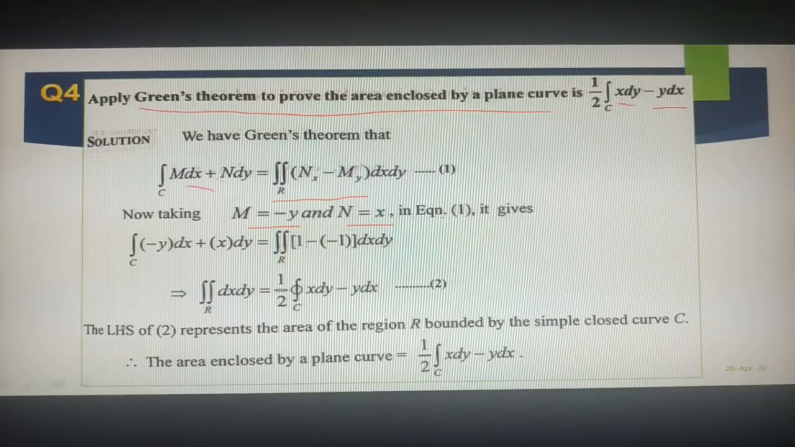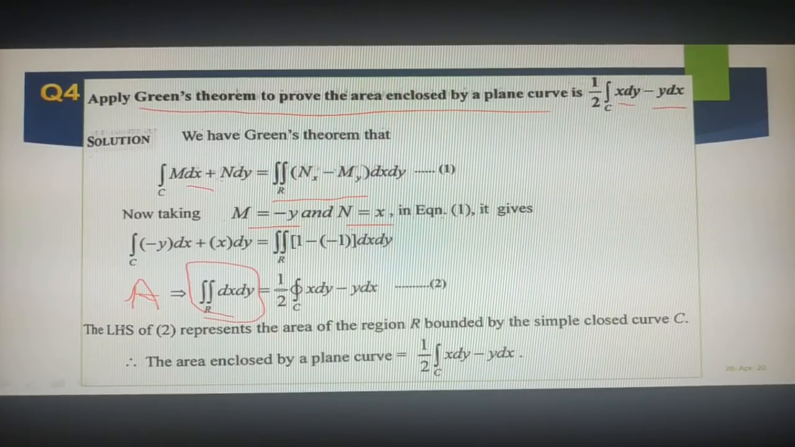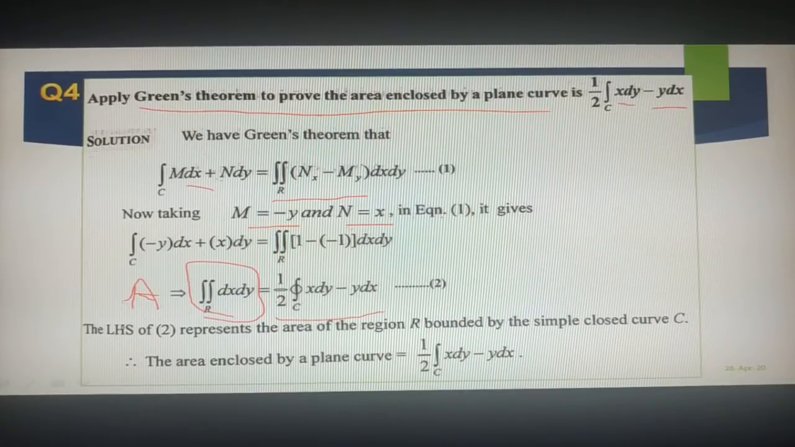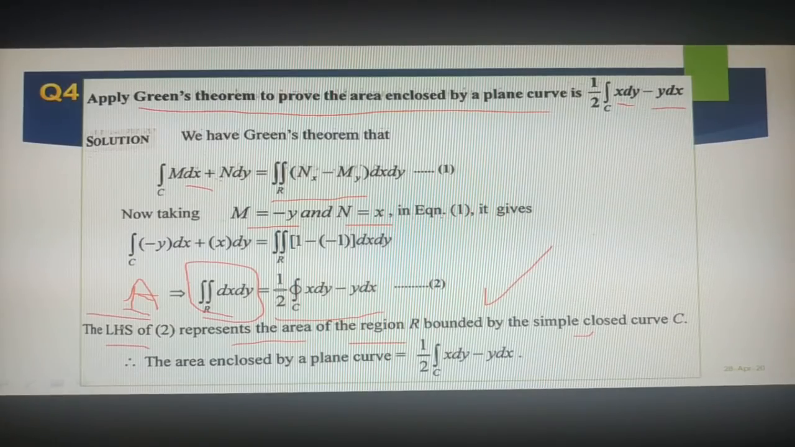So if I do the same thing, what am I going to get? 1 minus of minus 1, nothing but the double integral of dx dy. You know the meaning of this double integral of dx dy is nothing but the area of any plane region, isn't it? So the particular region they will provide. So to get the area of that particular region, always you can use this: half into (x dy minus y dx). This is exactly equivalent to your A. So LHS always represents the area of the region enclosed by the simple closed curve. This particular result will help you while finding the area of maybe a circle or ellipse.